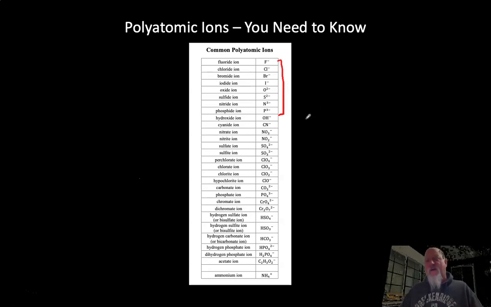Fluoride is F-, chloride is Cl-, and so on. So those are all the single element ions. It's these ones down here that we're going to add. Those are called polyatomic, and you can see they all have more than one atom. Hydroxide is OH minus, cyanide is CN minus, nitrate is NO3 minus, and so on.